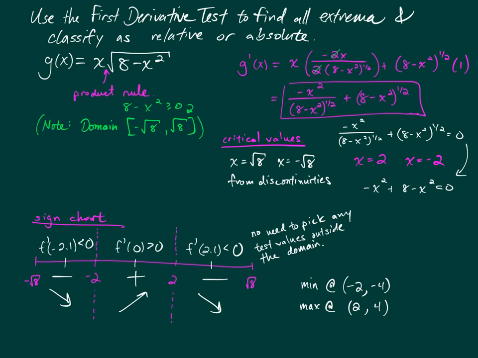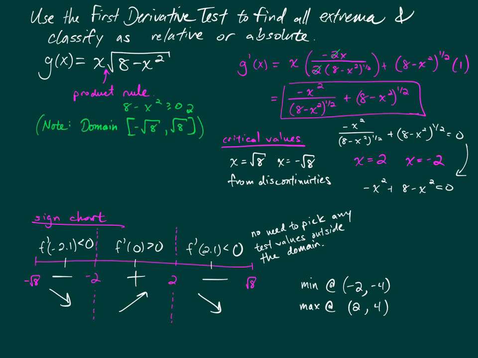But then the very last part is: is there an absolute maximum? Is there an absolute minimum? What are these values? Well, at this point, we just have to go back to the extreme value theorem. This graph is continuous on the interval negative square root of 8 to positive square root of 8. And this graph is differentiable on the open interval negative square root of 8 to positive square root of 8.